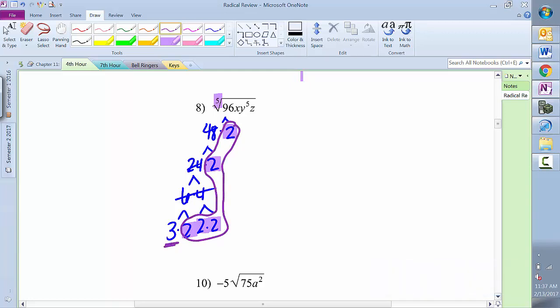And the 3 stays in. Don't forget about the 3. He's just kind of out there alone. He has no group. He has no friends. He's going to stay inside the house. The X is only 1, so I'm not going to be able to pull a group of 5.